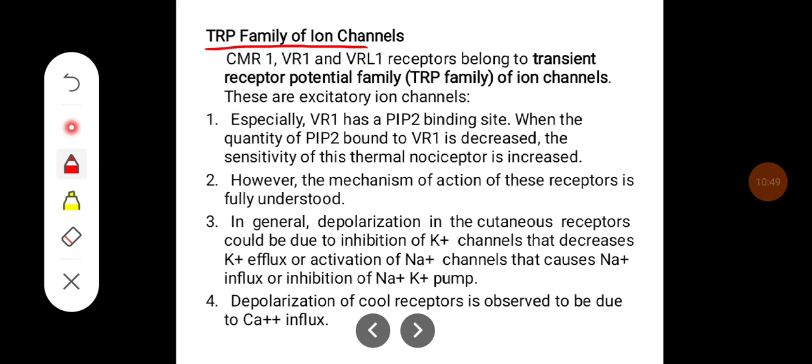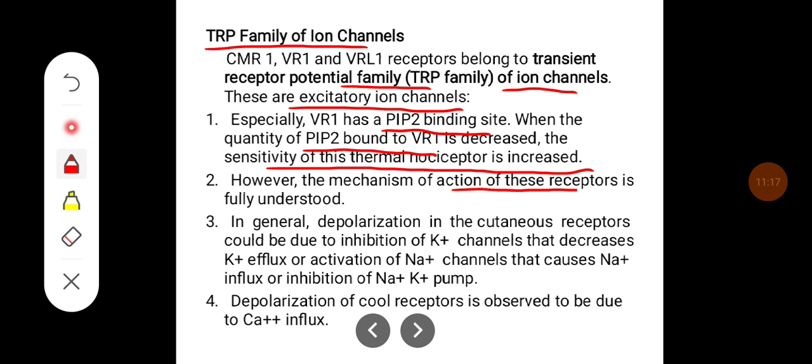The TRP family and ion channels. The CMR1, VR1, VRL1 receptors belong to the transient receptor potential family of ion channels. These are excitatory ion channels. Especially VR1 has a PIP2 binding site. When the quantity of PIP2 bound to VR1 is decreased, the sensitivity of this thermal nociceptor is increased.